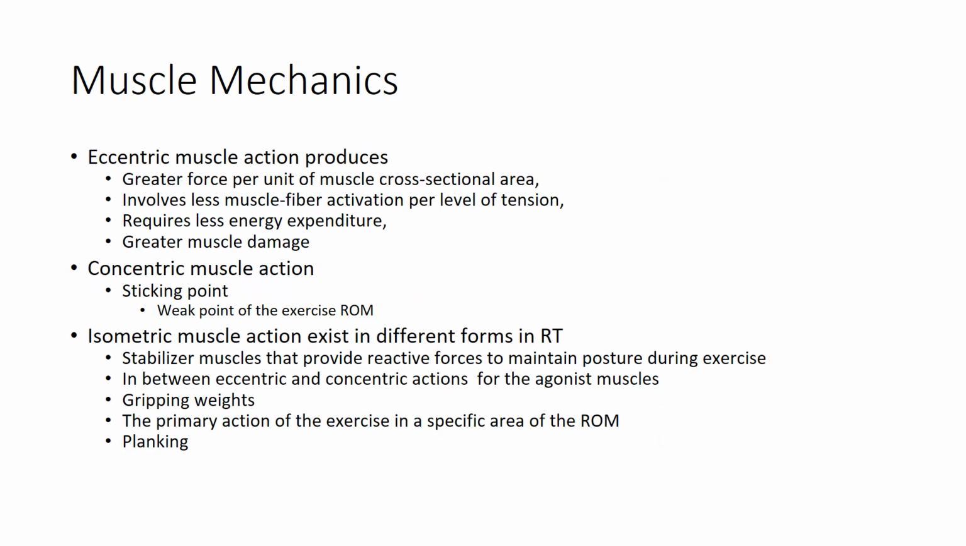Looking in more detail at the different muscle actions, the eccentric muscle action produces greater force per unit of muscle cross-sectional area and involves less muscle fiber activation per level of tension, and by doing so, ultimately requires less energy expenditure. A downside, though, is that an eccentric muscle action produces greater muscle damage. You probably notice this in the gym, that whenever you lower the weight, you can use a lot more weight compared to the concentric muscle action.